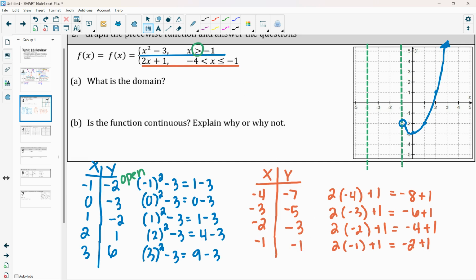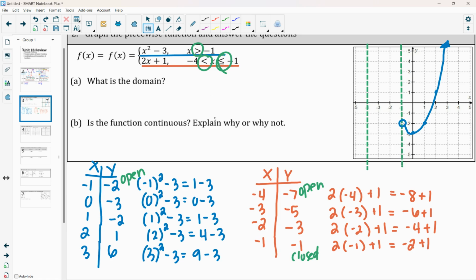So then we can look here at the boundaries again. So at -4, we have an open circle. And then at -1, we have a closed circle.